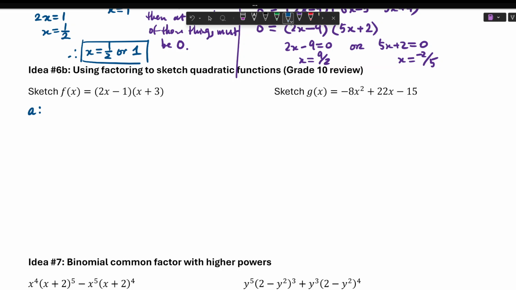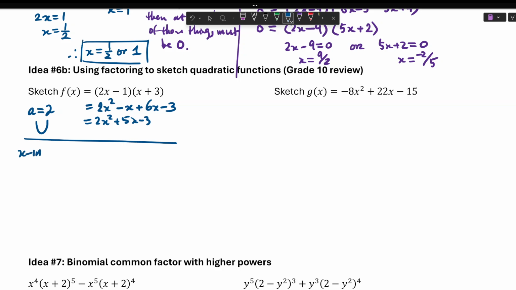Okay. So the a value, let's actually expand this out, and you'll see very quickly that the a value is going to be 2. So when you write this in standard form, you can see a is going to be 2. And that means that it's going to be concave up, like a happy face.